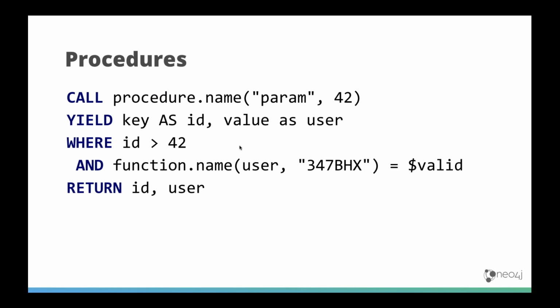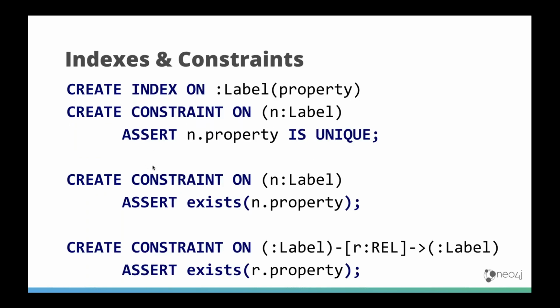Procedure calls, because we're going to use some procedures really quick as well. You call them with the call syntax, and then the procedure name, pass any parameters, and then you yield the columns that you want to return or work with. So even if a procedure returns like 10 columns, and you only need 2, then you just yield the 2 columns that you're interested in. And then you can do any other kind of Cypher that you want to do. You can also call procedures standalone, that's also possible. And then you can also use user-defined functions, just like any other function in any other expression, for instance.